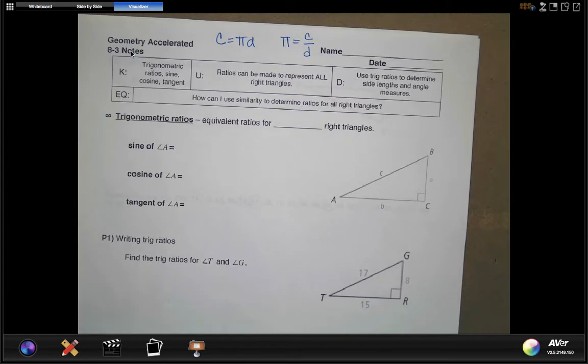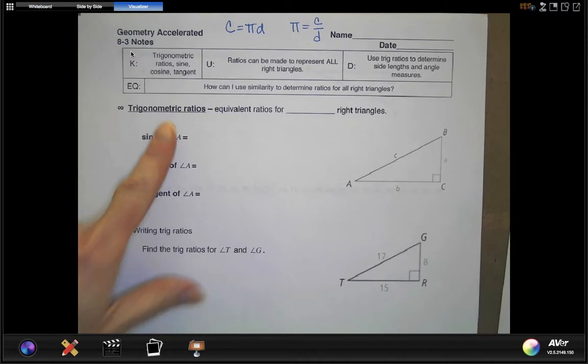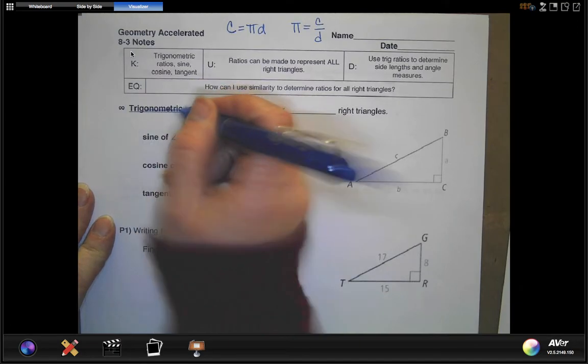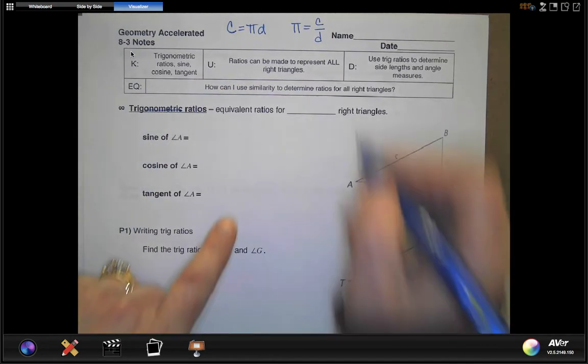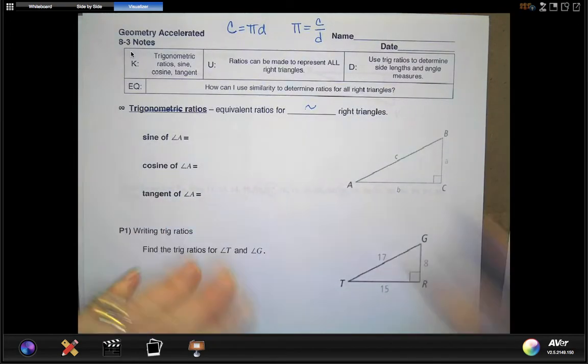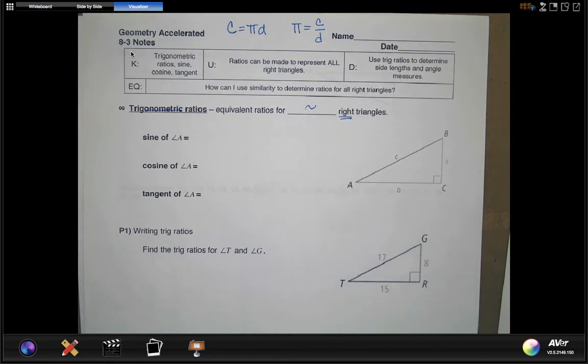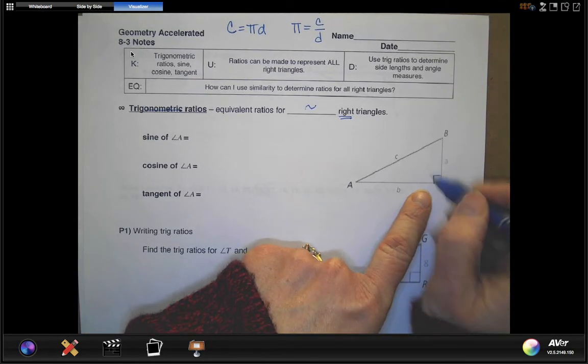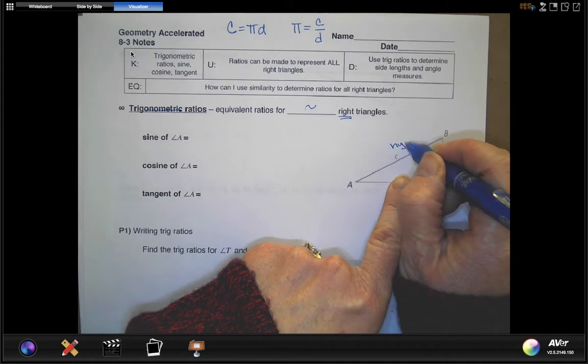So just like we have that ratio in circles, we have ratios in triangles too. So these ratios, we call them trigonometric ratios. Sometimes you'll just hear it referred to as trig ratios, okay? Trig ratios are equivalent ratios for similar right triangles. So these are only going to apply to our right triangles. So basically what you have here, here's your right triangle. So this is our hypotenuse side.